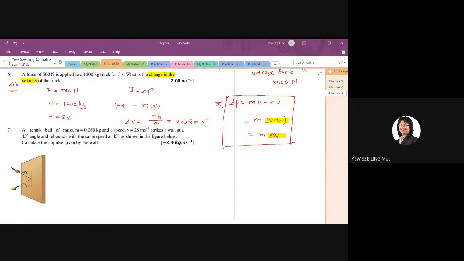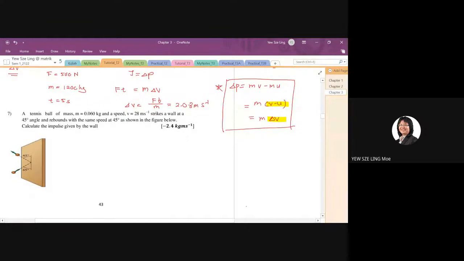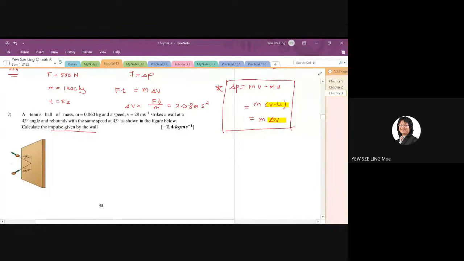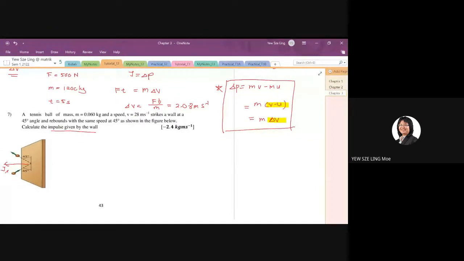So how are we going to calculate it? Now you have a force and then you have impulse. What are we going to calculate? We want to calculate the impulse given by the force. So we want to calculate the x component of the impulse, Jx. That is the thing that we want.